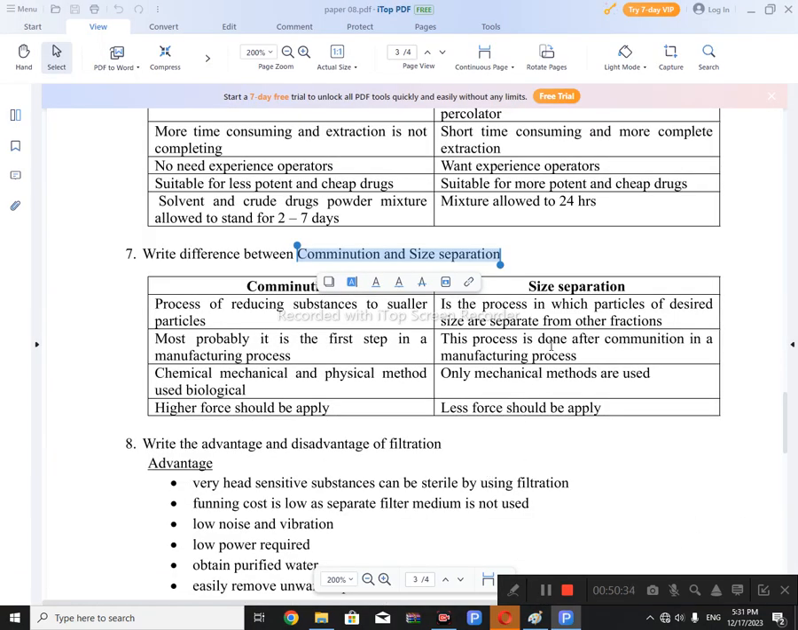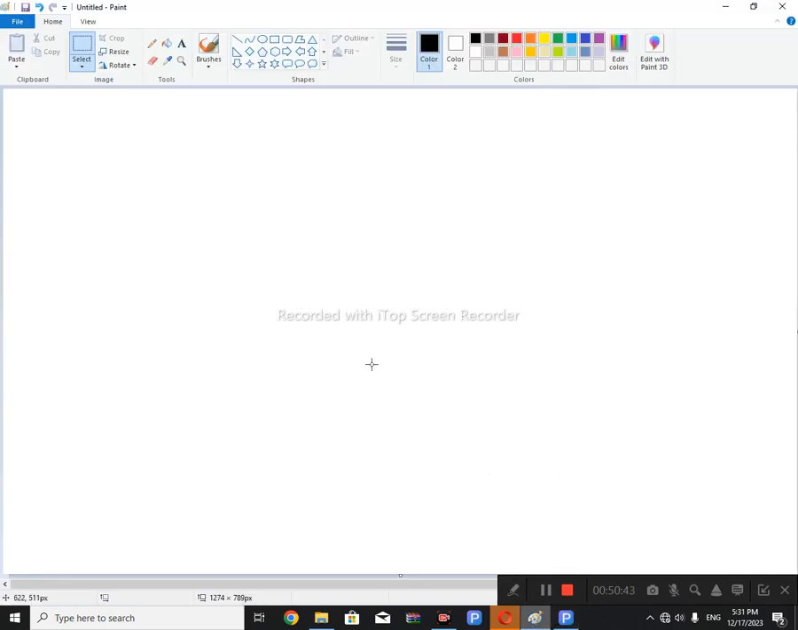Next question. Write the difference between combination and size separation. Combination. Size separation.